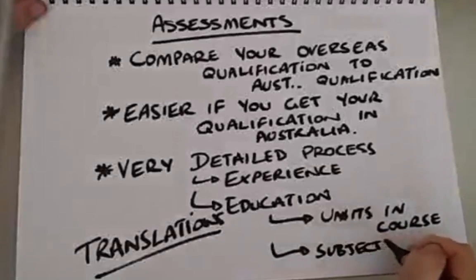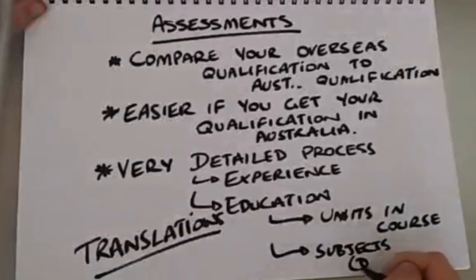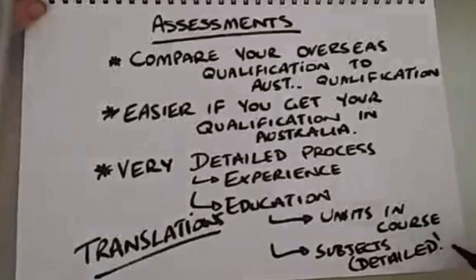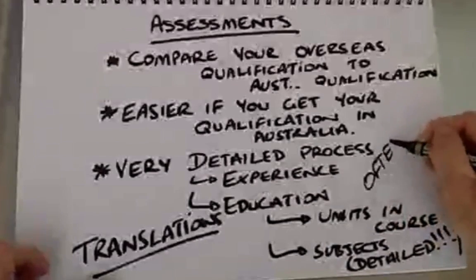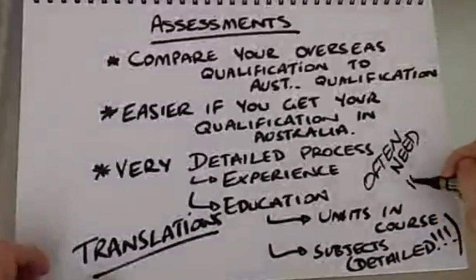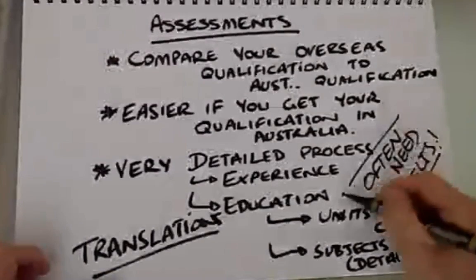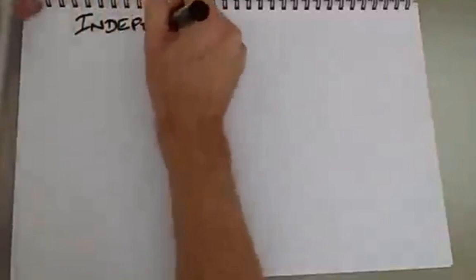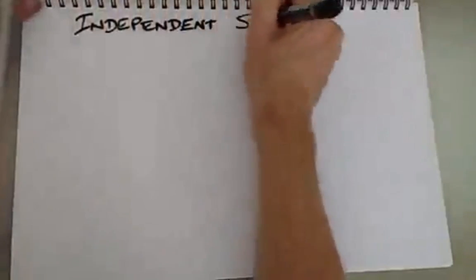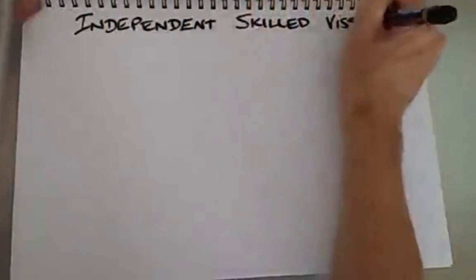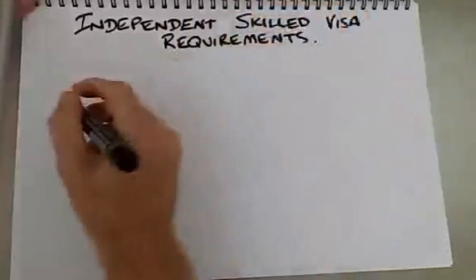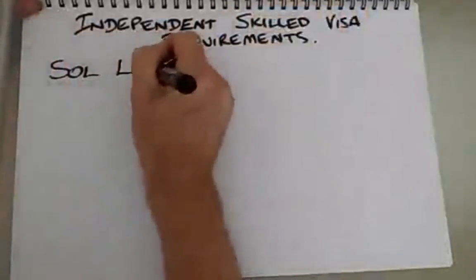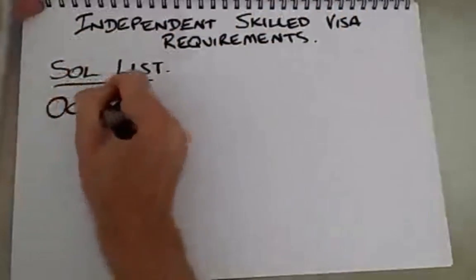Remember, in the assessments, you'll find that IELTS and English testing is also a requirement. We recommend that you deeply investigate the assessment process for your particular occupation before you begin. So let's have a look at the overview of what you need for an independent skilled visa and the requirements. Firstly, we need to have a look at the SOL list and see if your occupation is on that list, and make sure that your occupation has those tasks associated with it.